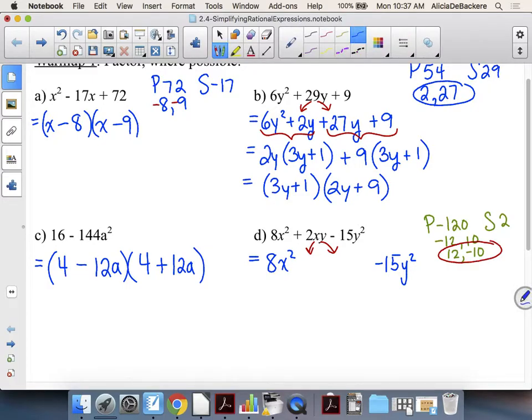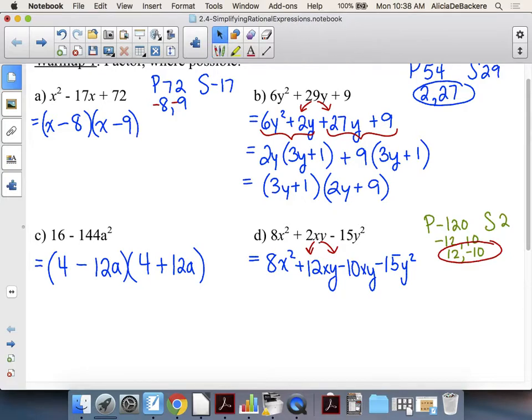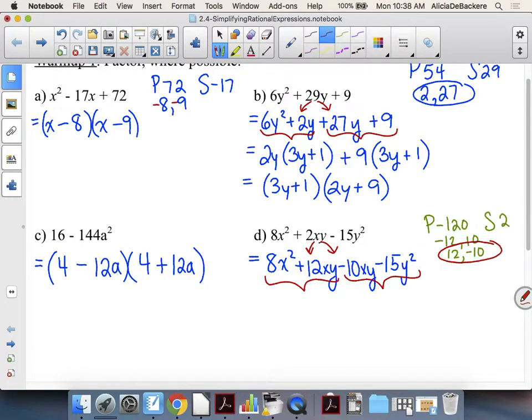So I take the 2xy, and I'm going to change the coefficients. So now instead of 2xy's, I have 12xy's, take away 10xy's. And again, I don't care too much about the variables at this point. I'm just splitting it up. Now I have a group of 4, so I'm going to split it and factor it by the 2 groups.